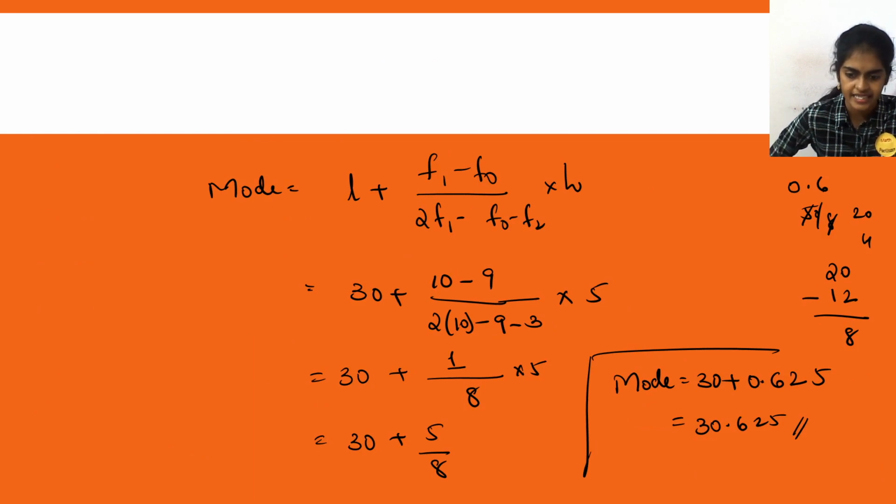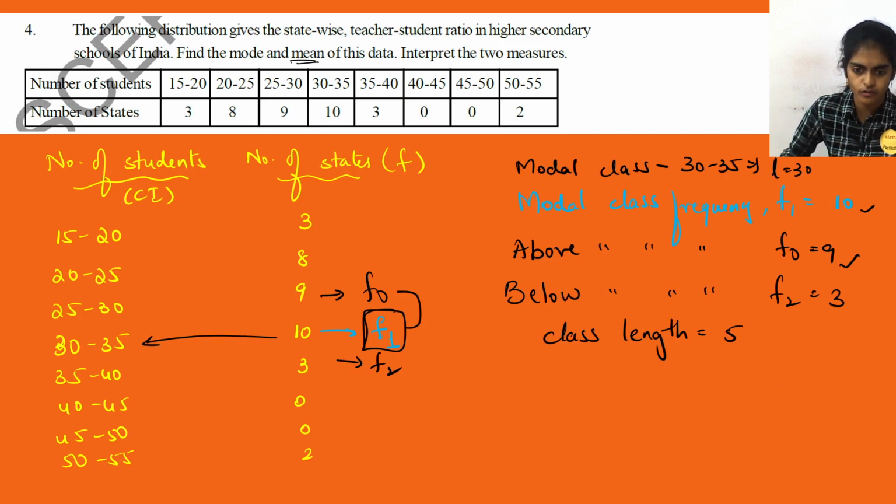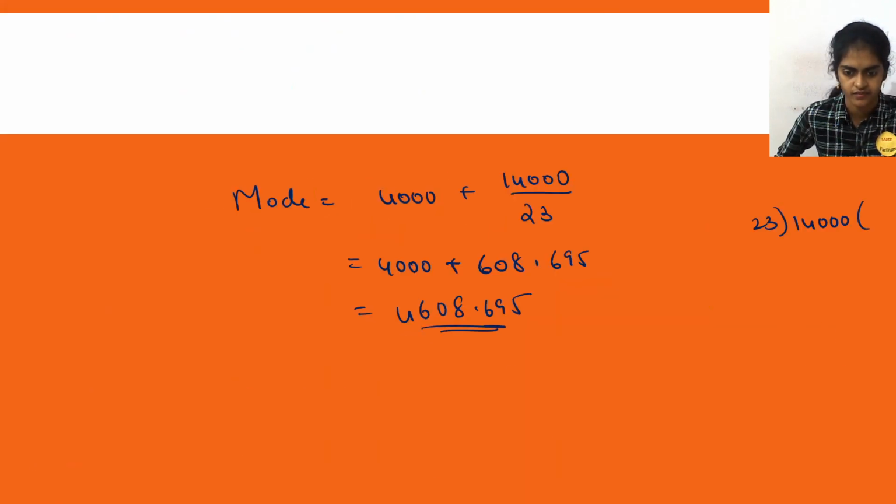And yes, here the mode is 30.625. So yes, it is between 30 and 35. So the answer is correct. Okay, that's how you can check.